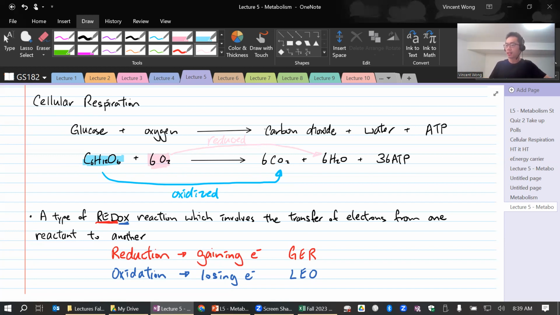So I'm going to pause for a second for you guys to catch up with the writing, and also ask questions if there is anything that is confusing at this point. Does everybody understand what redox means and how it relates to cellular respiration?